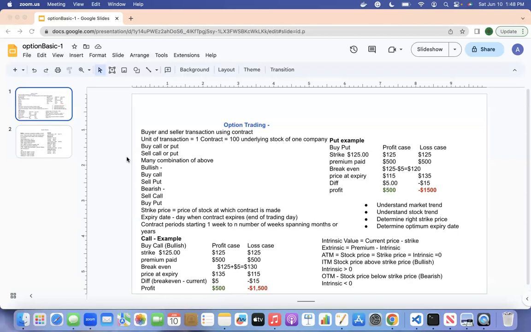So it could be a very long period, or at the minimum it will be the Friday of the week of the day that you are purchasing. So let's say if you are purchasing Monday, the earliest contract close date would be that Friday of that week.